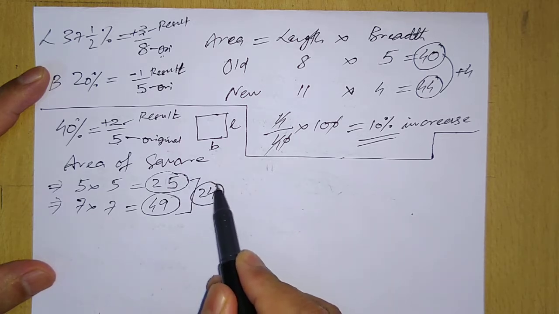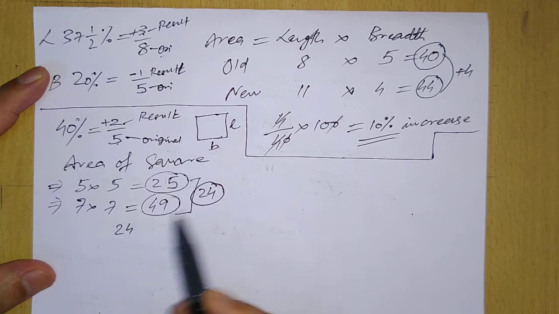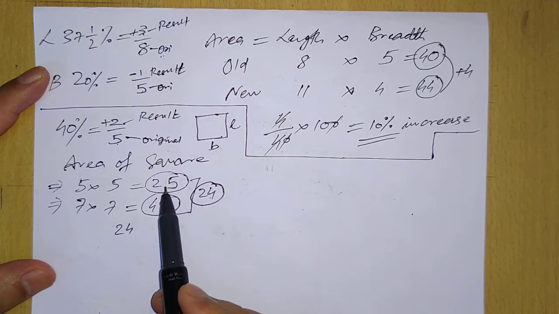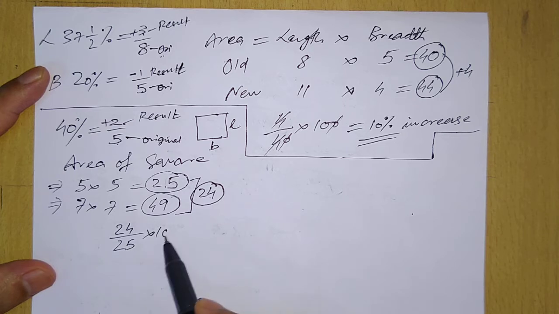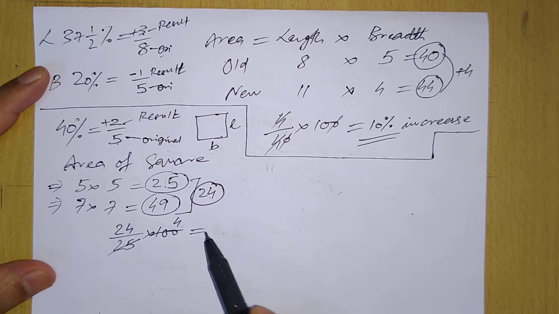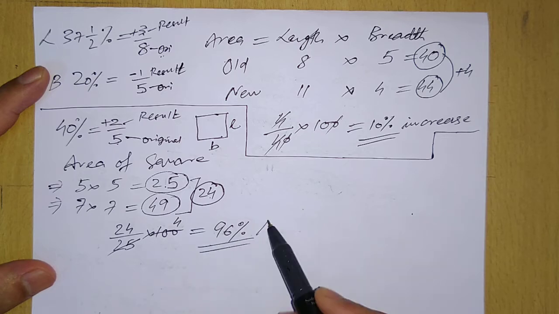So the percentage change in its area will be how much? 24 has been increased and the old area is 25. So 24 upon 25 into 100. If we solve this, we will get 96%. So this is our answer.